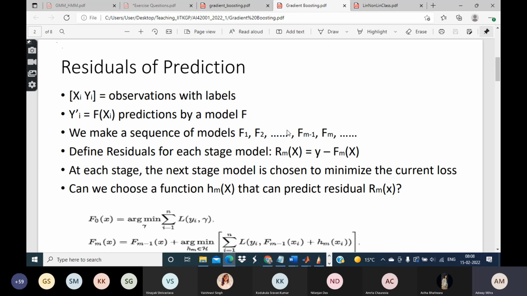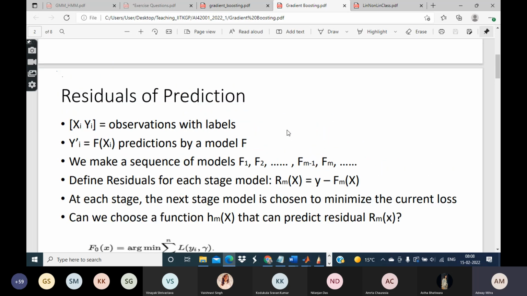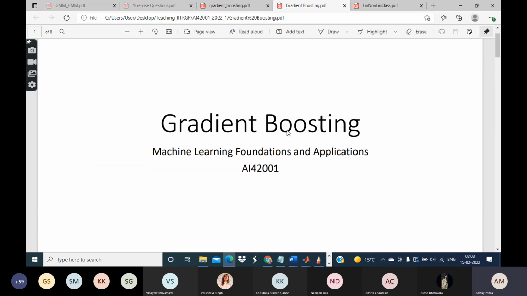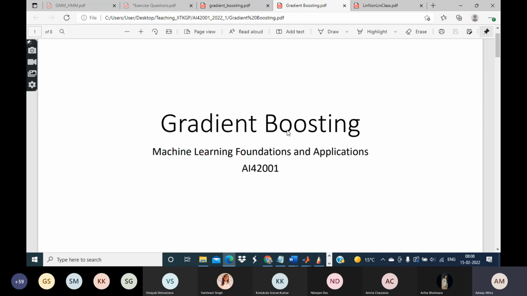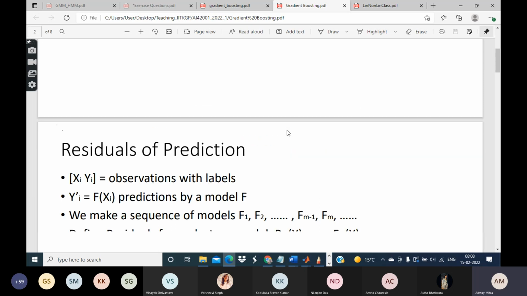Gradient boosting can be used for both classification and regression. The regression is easier, the classification is harder. Unlike AdaBoost, where the algorithm which we showed was mostly for classification, though it can be extended to regression also, this gradient boosting is mainly for regression, though it can also be extended to classification.